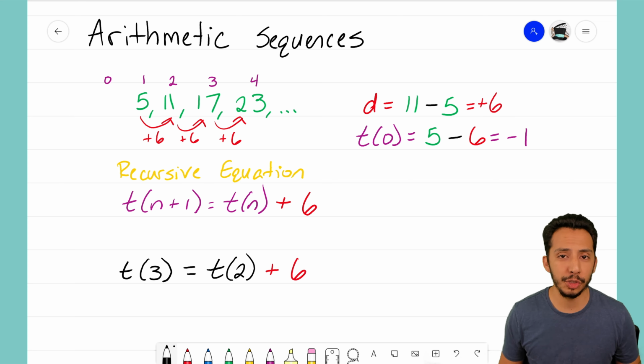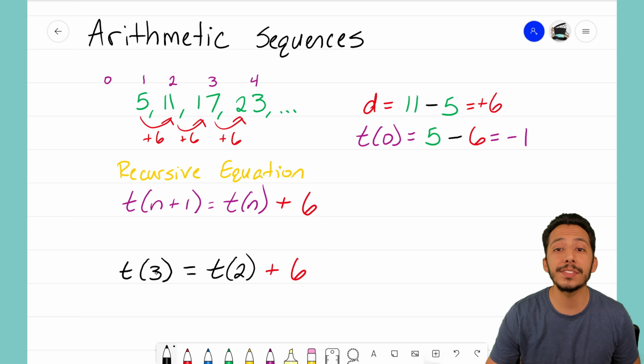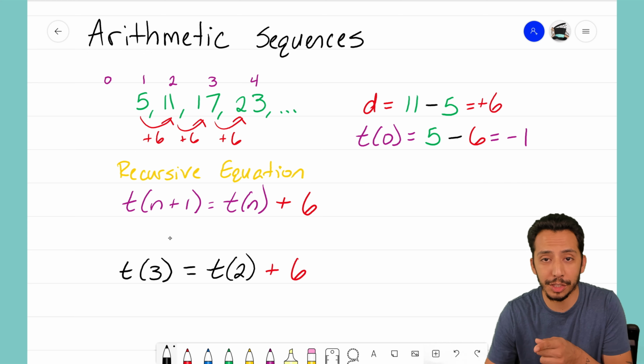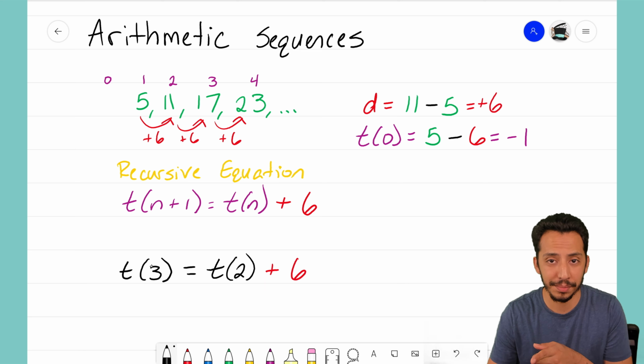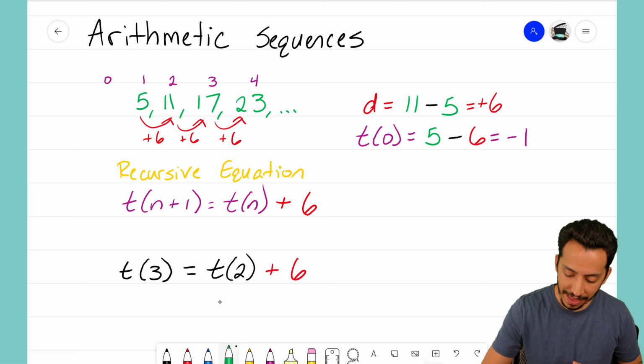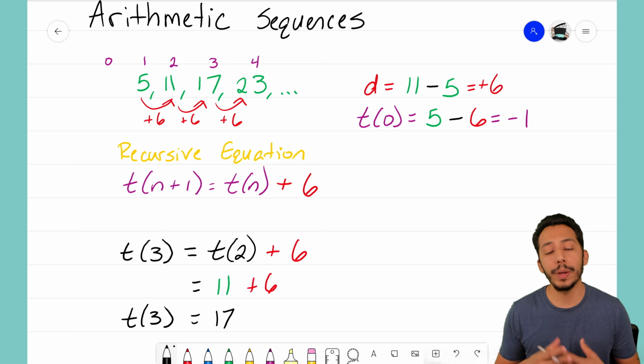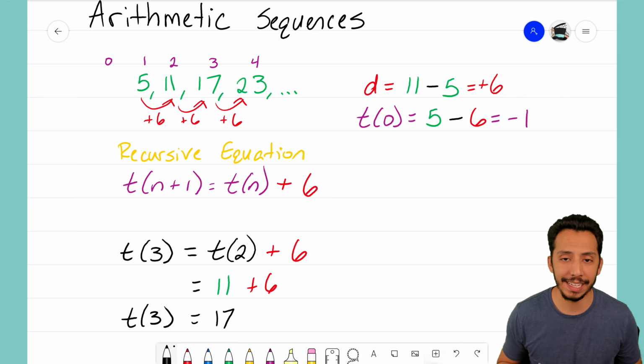So please don't get tripped up too much over this n plus 1. All that's referring to is I'm taking my second term. I can use that second term to help us find the next term, the plus 1 term, the third term. So here's how we use it. What's t of 2? I look up here. That is 11. So we take 11 plus 6, which equals 17. So by using the recursive equation, we find out that our third term is 17.